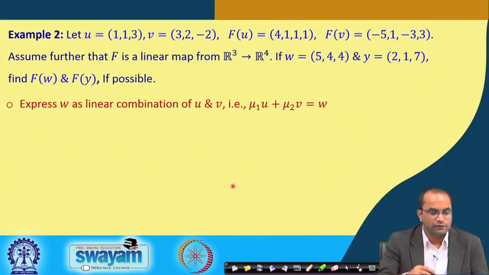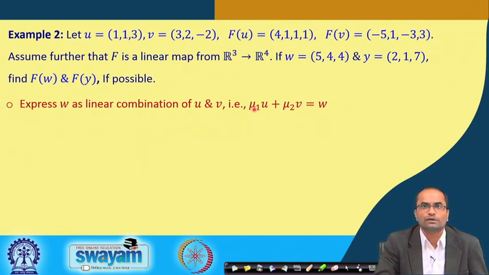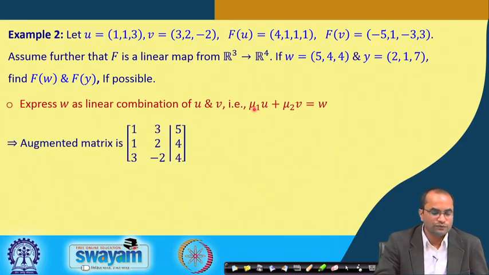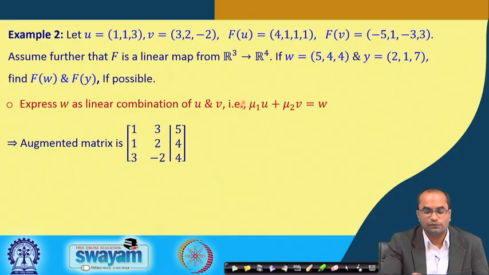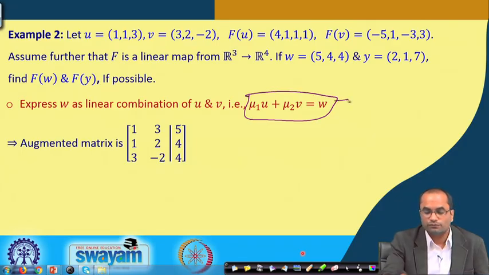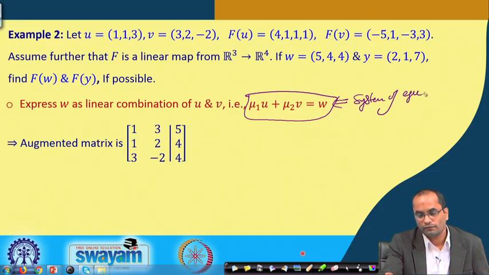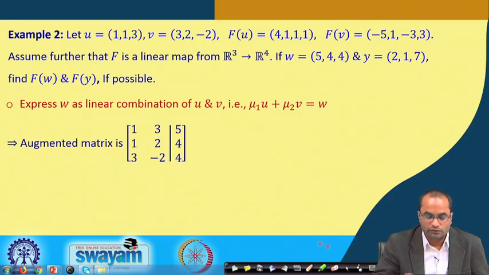So, let us try now to express w as a linear combination of u and v. That means, can we write w as mu 1 u plus mu 2 v for some scalars mu 1 and mu 2? To do so, we again form the augmented matrix to solve this system of equations for mu 1 and mu 2. Here u was (1, 1, 3), so that will be placed in the column. The first equation will be 1 times mu 1 plus 2 times mu 2 is equal to the first component of w, that is 5. The second equation will be mu 1 plus 3 mu 2 is equal to 4. The third equation will be 3 mu 1 plus minus 2 mu 2 is equal to 4. From this system of equations, we can write down the augmented matrix, and it is given here.